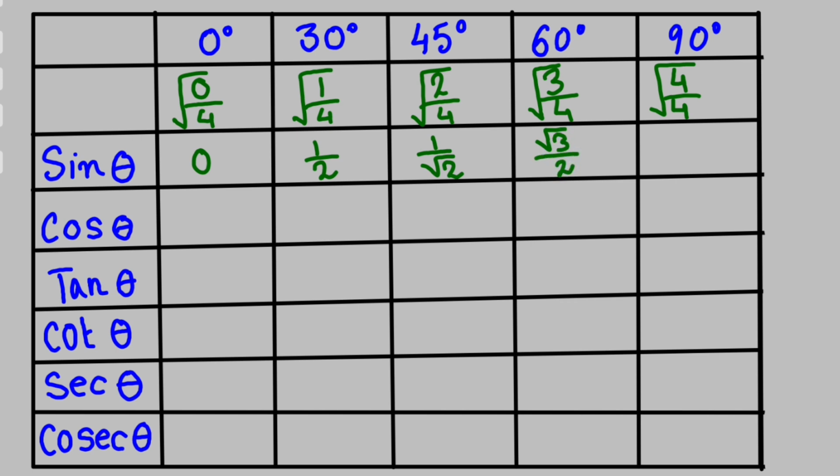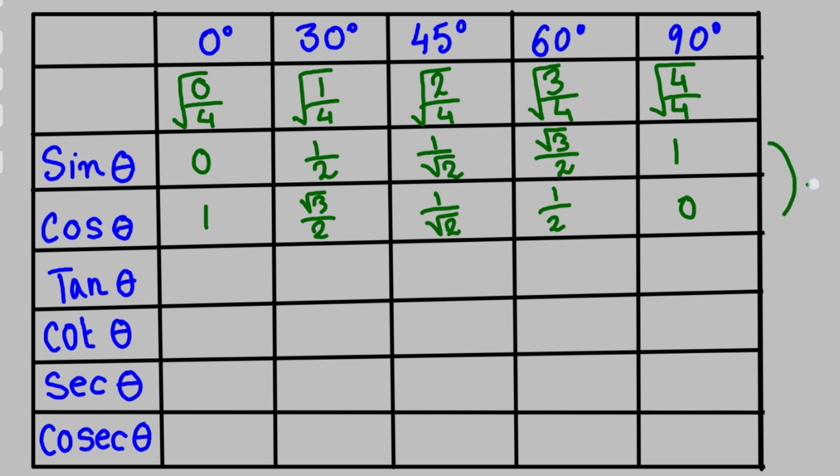And then after you get all the values of sine theta, in reverse order, meaning from 90 degree to 0 degree, you write for cos theta. That means sine 90 is the same as cos 0 degree. So just see, you will understand. You write down the answer in reverse order and you will get cos theta.